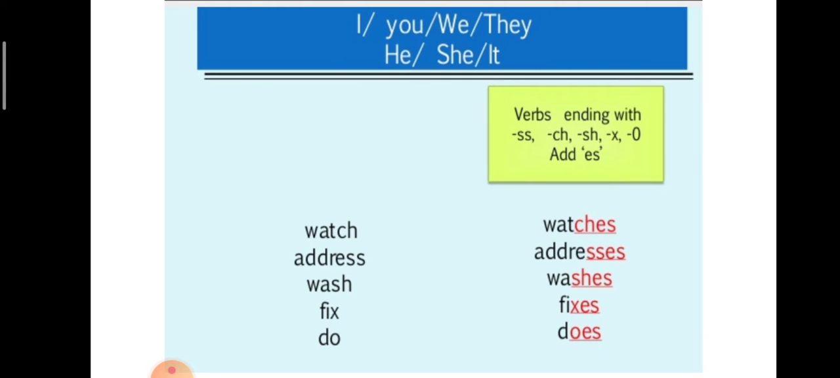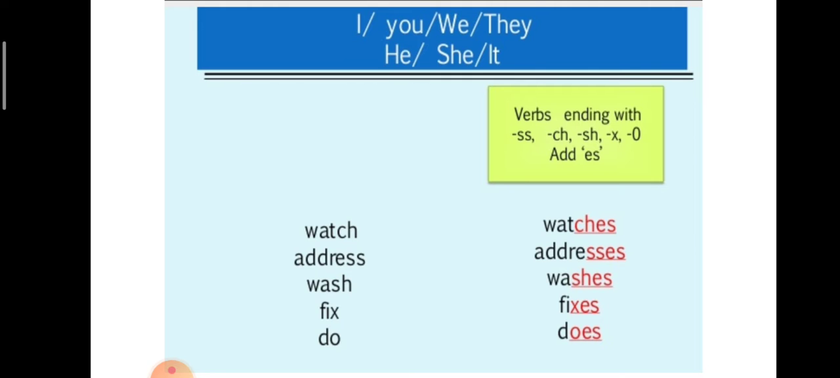Address, add es. Wash, add es. Fix, add es. Do, and there is a difference: you are just adding es. Go, goes. So these are the forms the verb takes when it ends with these sounds.